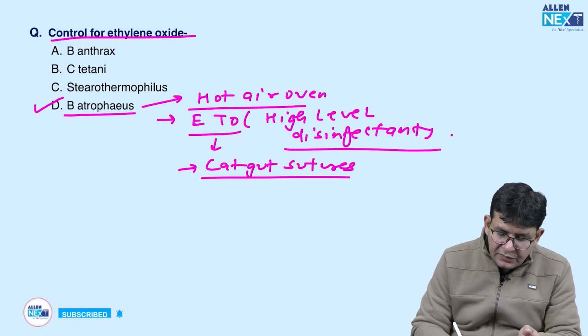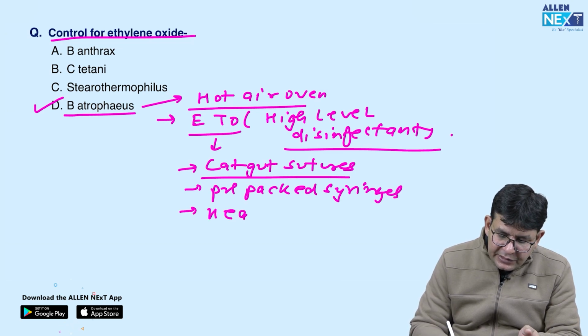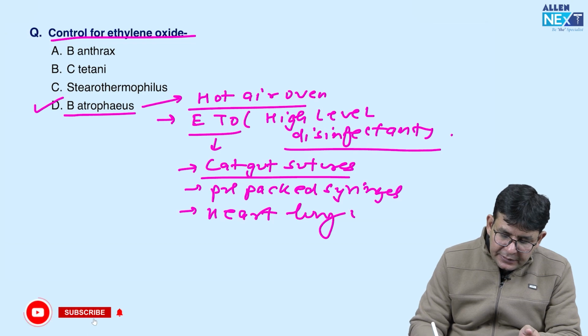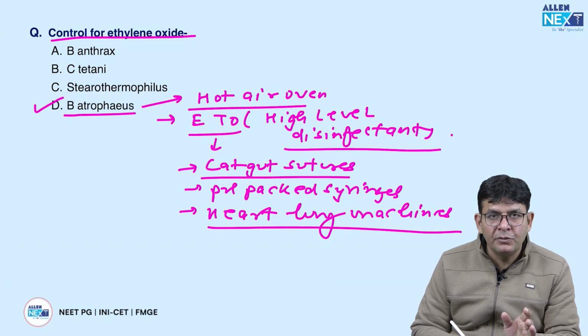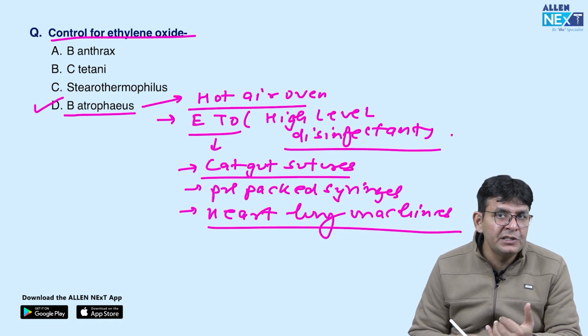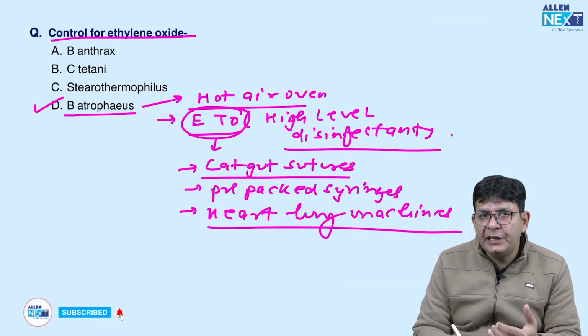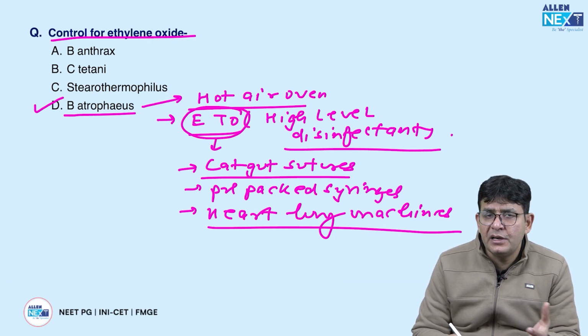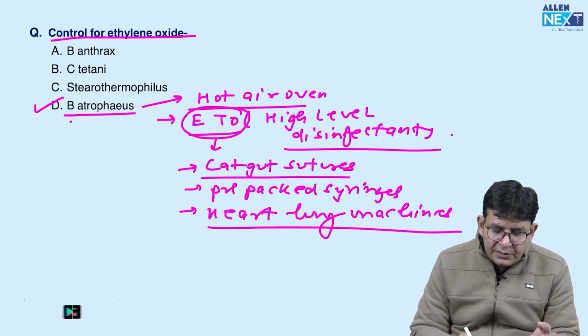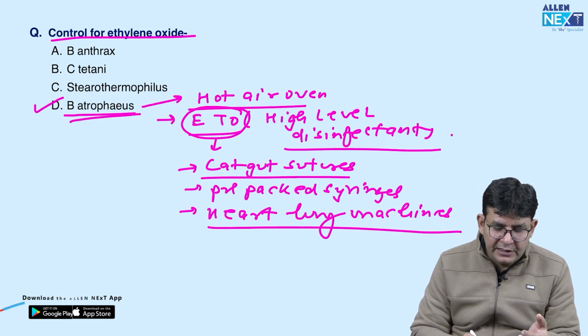Other than that, it is used for pre-packed syringes, and all your ICU equipment, heart-lung machines, respirators, they all are sterilized by ETO, which is even inflammable. Explosions can also happen, but still it is being used because it is cheap and has high efficacy. To test whether the ETO is working fine, because the sterilizer comes in the form of an apparatus, you use atrophaeus. So atrophaeus is used for both hot air oven as well as ETO.